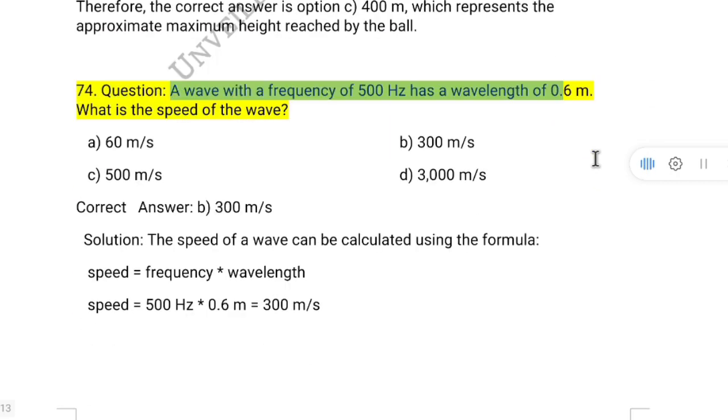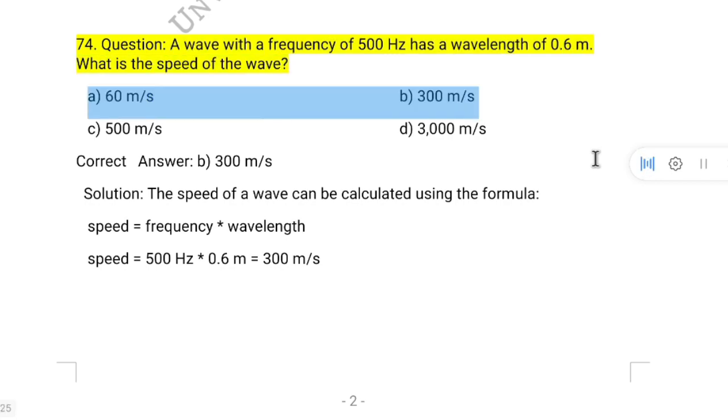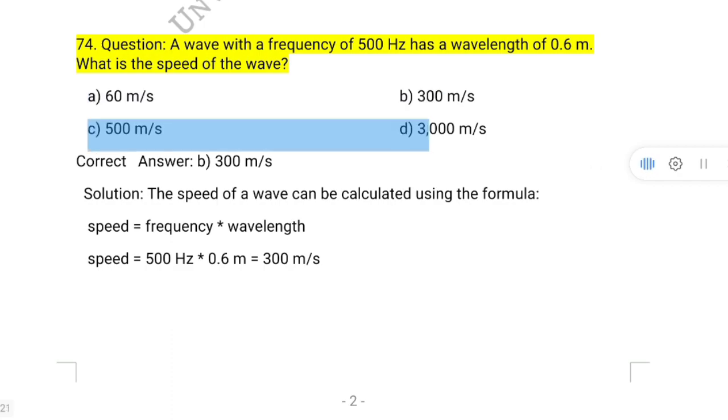74. Question. A wave with a frequency of 500 Hz has a wavelength of 0.6 meters. What is the speed of the wave? A. 60 meters per second. B. 300 meters per second. C. 500 meters per second. D. 3,000 meters per second. Correct answer: B. 300 meters per second.